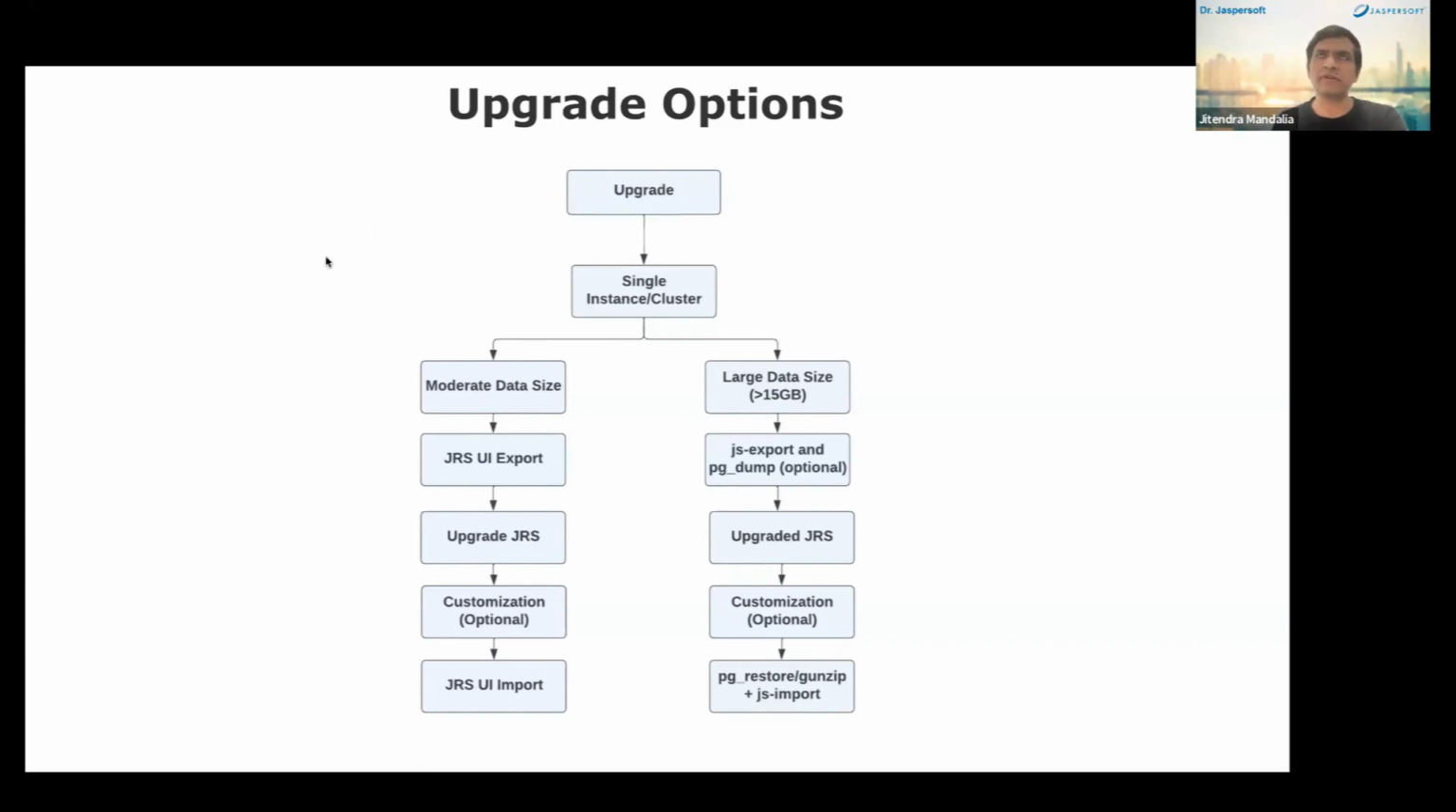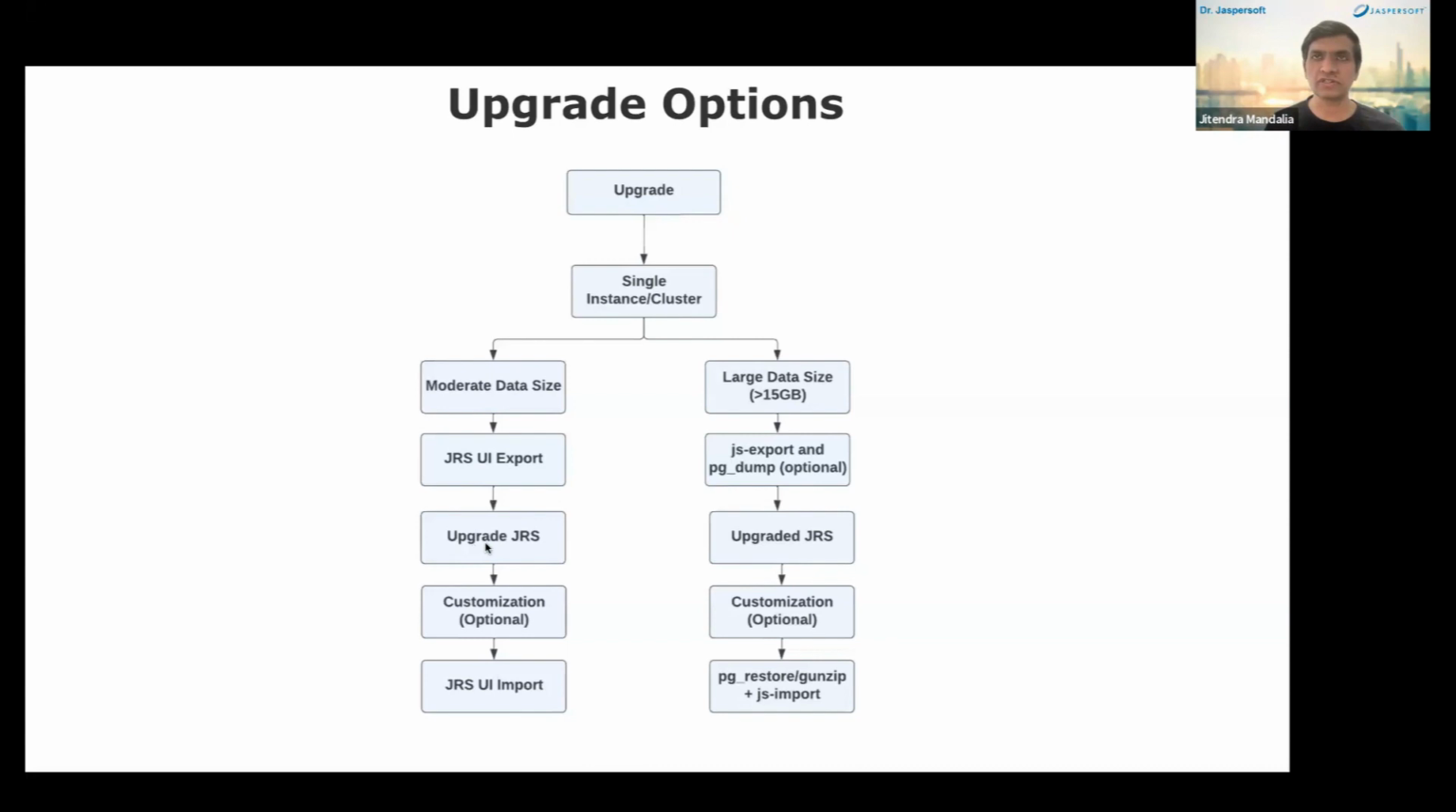So based on that, upgrade always requires you to get all the resources from your older version to the newer version, right? So let's go through this workflow, which gives you some idea. When you want to upgrade, verify if it is a single instance or cluster. In both scenarios, you have these options. If you have a moderate data size, then the option is first to export out through the JRS UI all the resources, your users, your reports, your ad hoc views, all the resources from the Jasper Report Server.